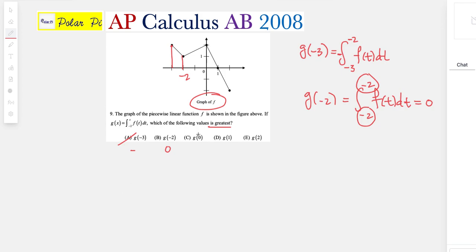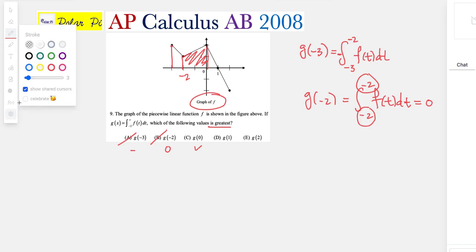Okay. And then g of 0 is going to be the area from negative 2 to 0, right, under the curve. So it's that area. Okay, definitely winning right now. So we can cross out B, right? So this is winning right now. But then g of 1 is what I've highlighted in red plus this little bit more, right? And so we see that now we can cross out C, and this is winning.